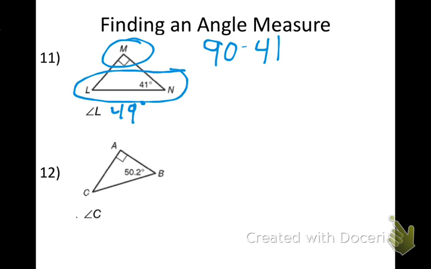Same thing on number 12. I have a what type of triangle for number 12, Drew? That is a right triangle, so subtract from 90. 90 minus 50.2 is what, Max?